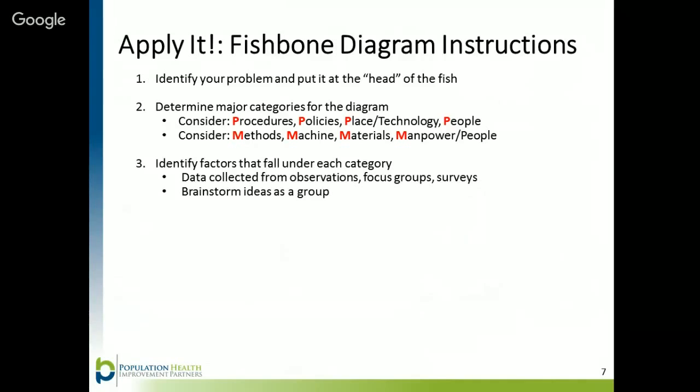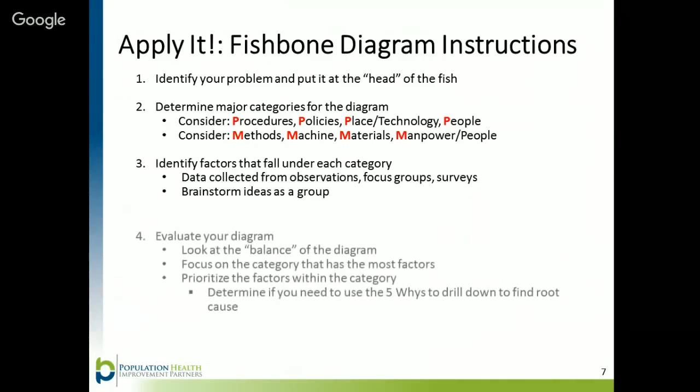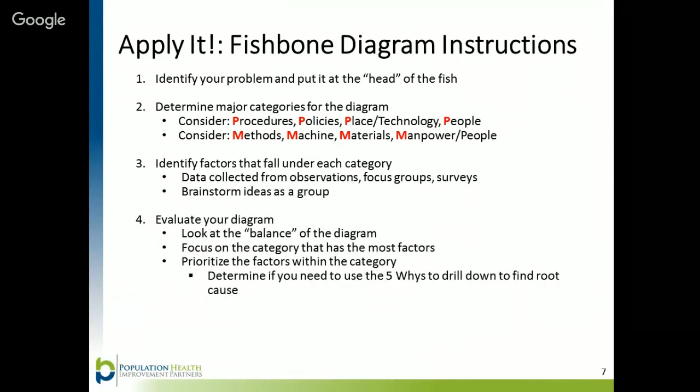After brainstorming ideas, the fourth step is to evaluate the diagram and take a look at the balance. Are there categories that have fewer causes identified? Do we need to collect more data to identify additional causes? Which category has the most factors? Are we heavy on the people category? One strategy for action is to focus on the category that has the most factors or causes.